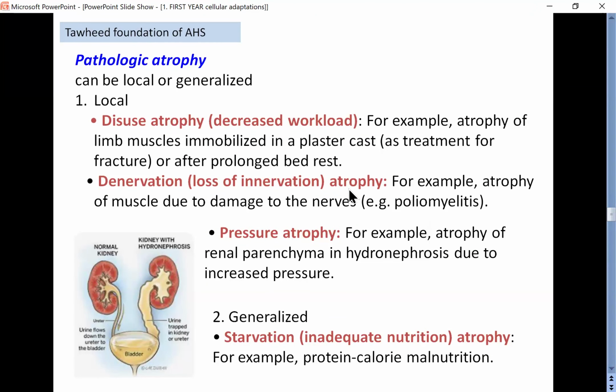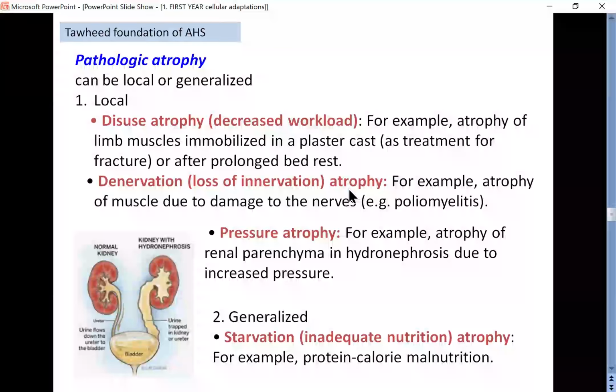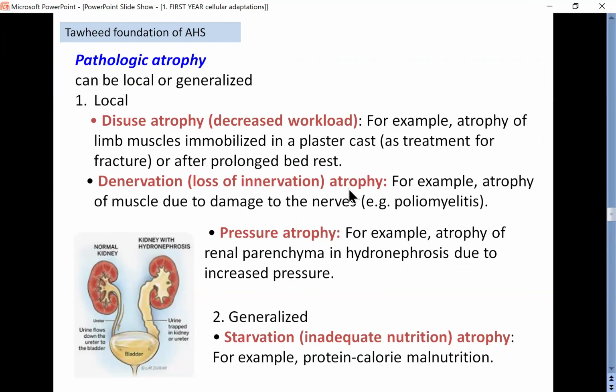The third example is ischemic atrophy. For example, the brain will undergo atrophy when there is ischemia produced due to atherosclerosis of the carotid artery. That also is an example of pathological atrophy. Whenever there is atherosclerosis in the carotid artery, that will lead to ischemia. Ischemia means decreased blood flow. Because of diminished blood flow, the brain will undergo atrophy. That is called ischemic atrophy because of diminished blood supply. That is also an example of local atrophy.